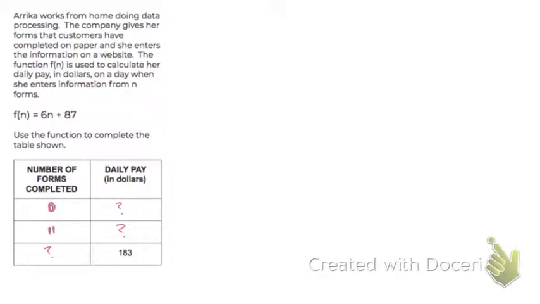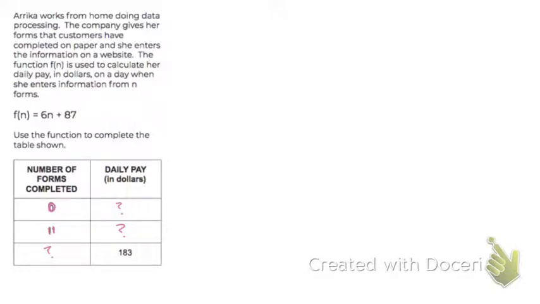It says Erica works from home doing data processing. The company gives her forms that customers have completed on paper, and she enters the information in on a website. So she gets a stack of forms and she just types them in. It says the function f of n is used to calculate her daily pay in dollars on a day when she enters information from n forms. And then they give us this function here.